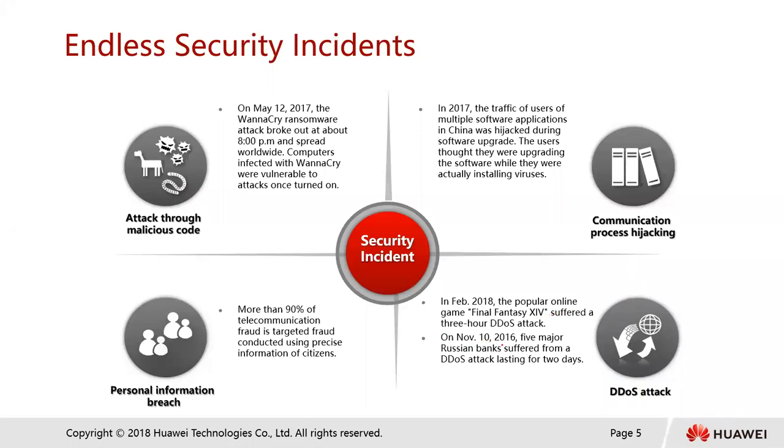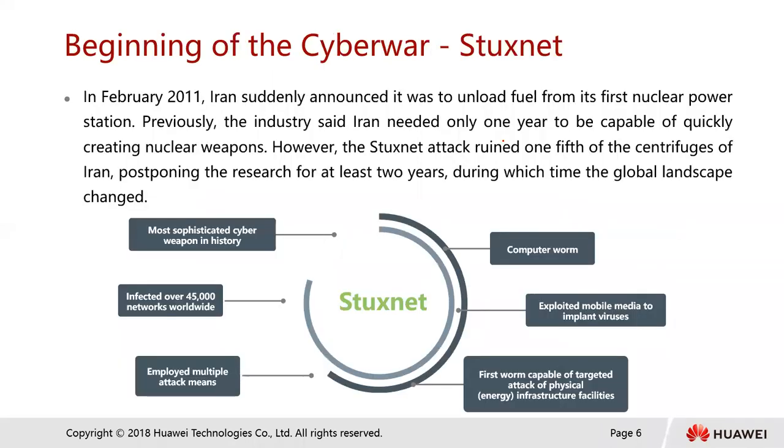Also, in November around 2016, five major Russian banks suffered from a distributed denial of service attack lasting for nearly 2 days. And that is a lot of time for banking, you know that. And you know the amount of money that banks can lose for their services being inaccessible for over 48 hours. In 2017, the traffic of users of multiple software applications in China was hijacked. We talked about this already, so let us move to the next slide.